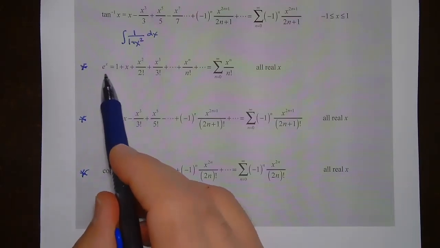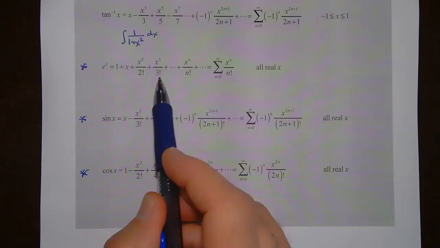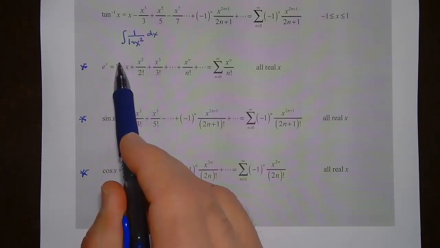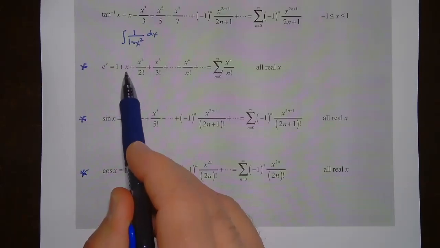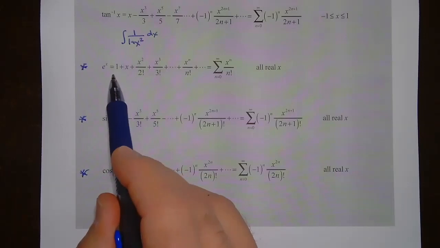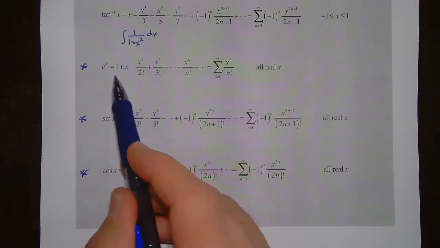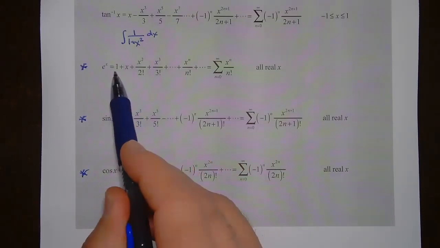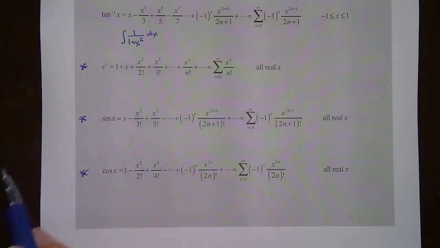So e to the x is 1 plus x plus x squared over 2 factorial plus x cubed over 3 factorial. Really, this is x to the first over 1 factorial, and the 1 is x to the 0 over 0 factorial. Why aren't we writing the factorials? Because 0 factorial and 1 factorial are both 1, so that's why you're not seeing them here.